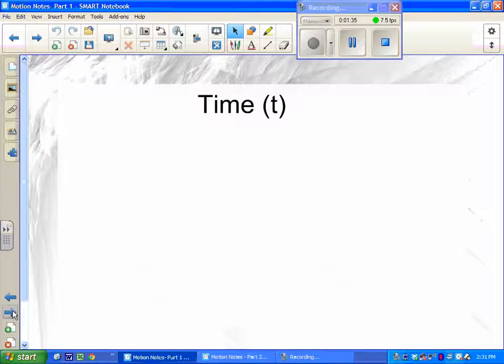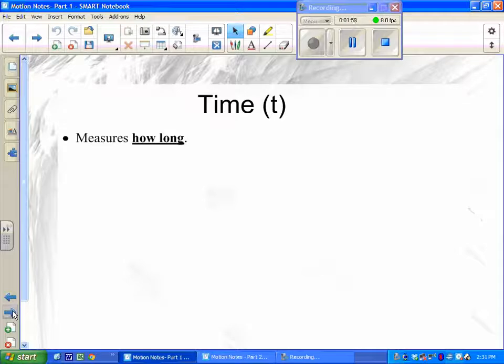The second variable is t, lowercase t, which stands for time. It does need to be lowercase t because capital T is temperature. So make sure you keep it lowercase. If distance measures how far something is, time measures how long. How long can you hold your breath? How long does it take you to run the mile?